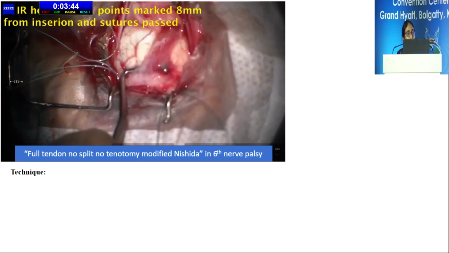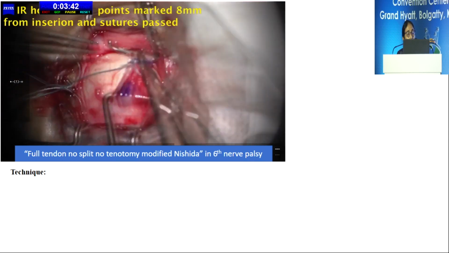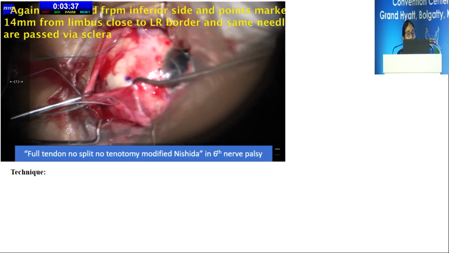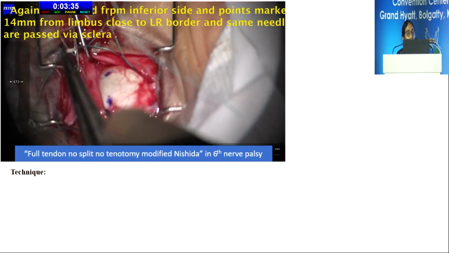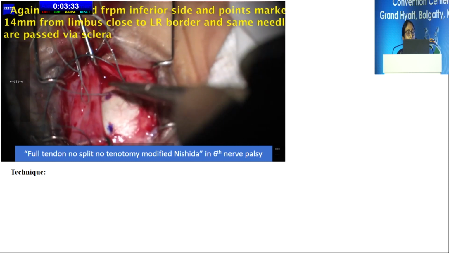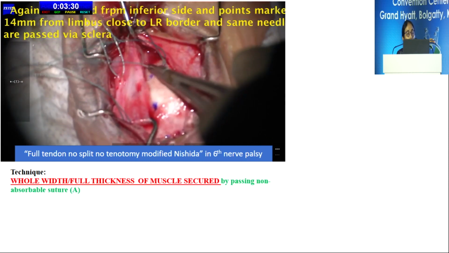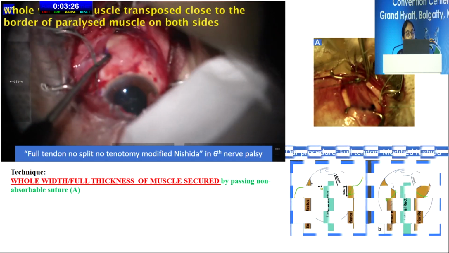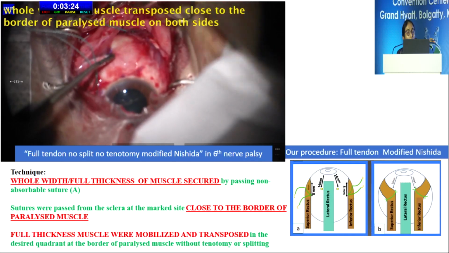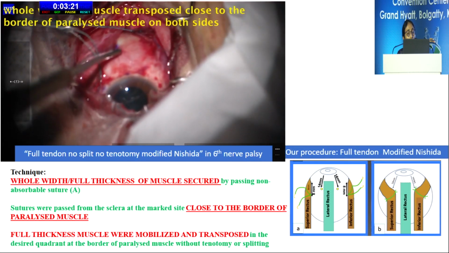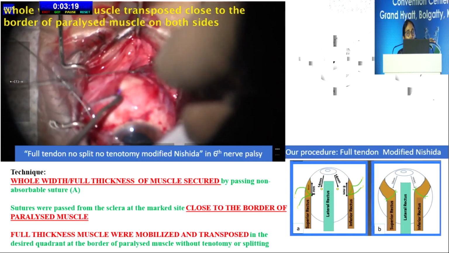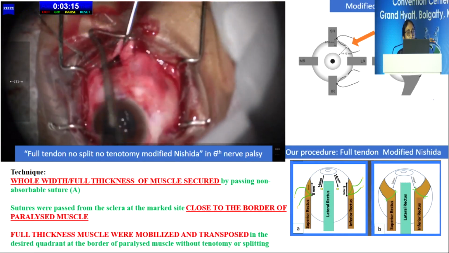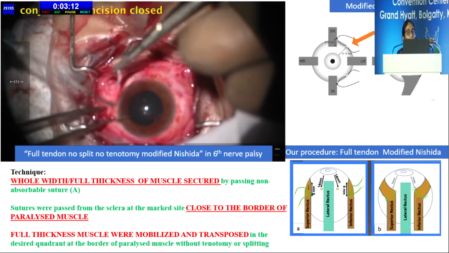Now a similar procedure was done on the inferior rectus. 8 mm was marked and again 14 mm was marked from the limbus along the inferior border of the lateral rectus, and a similar procedure was performed there. The key points in our technique were that the whole width of the muscle was secured by passing non-absorbable sutures, and sutures were passed close to the border of the paralyzed muscle, and the whole muscle was mobilized and transposed, unlike in modified Nishida in which 1/3 of the muscle was used and the sutures were taken midway between the horizontal and the vertical muscles.